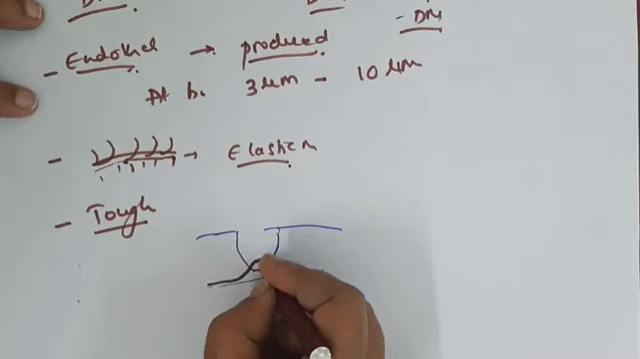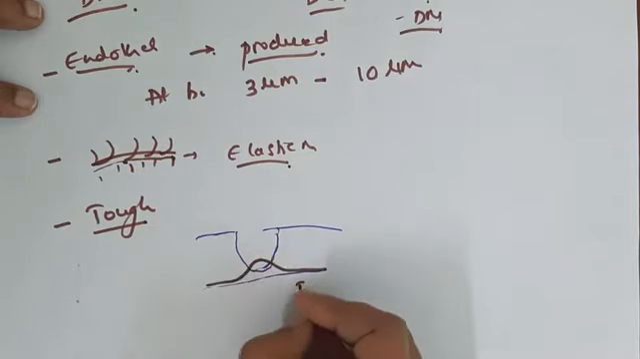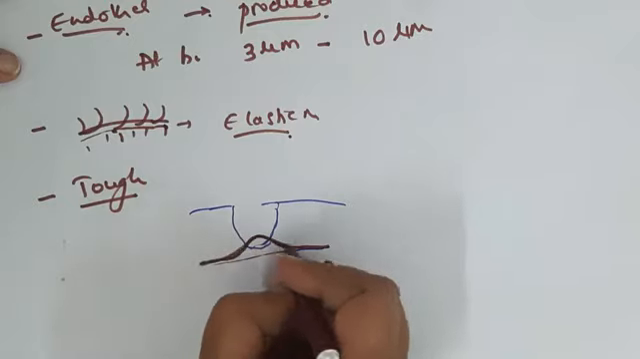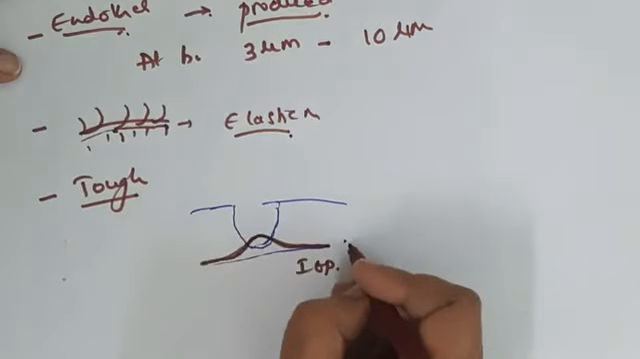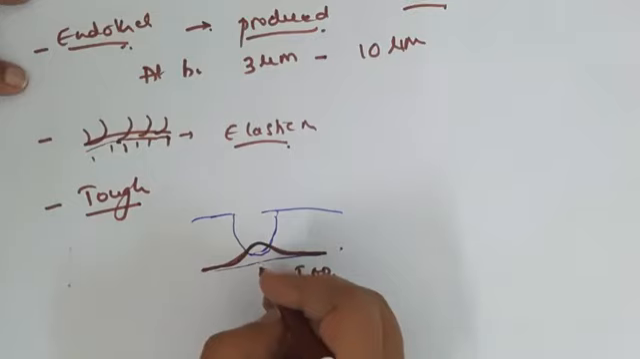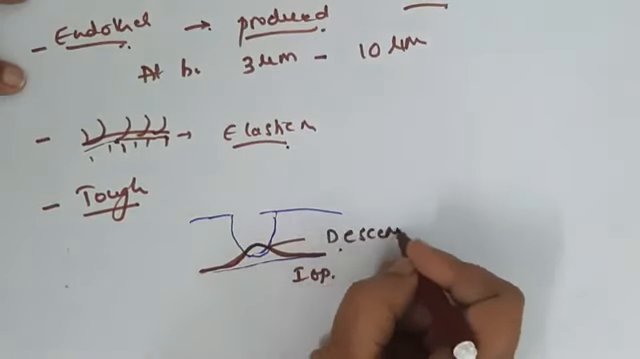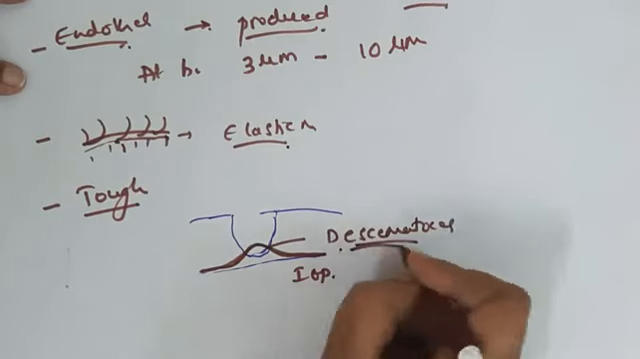So it will just bulge like this because of the raised intraocular pressure, and there is nothing in front of the Descemet's membrane. So it will bulge like this and still offers the resistance and still prevents the perforation of the cornea. So this is called as descemetocele.